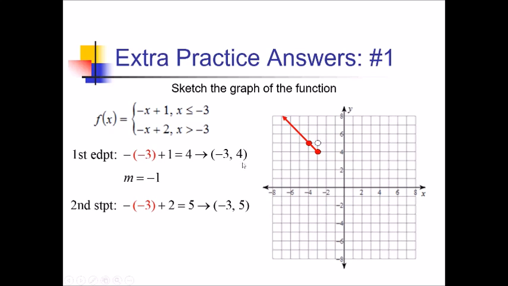But now the slope is actually the same as before. We've got -1 for the slope. And now I can just do normal slope, go down 1, right 1, and draw a line through those. And this is my piecewise function.